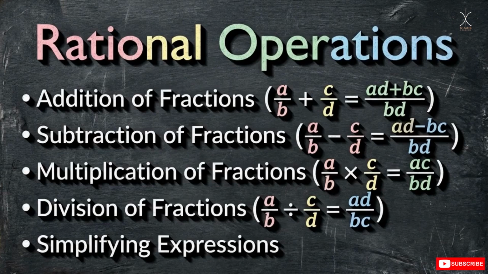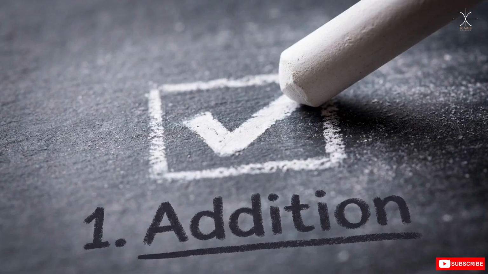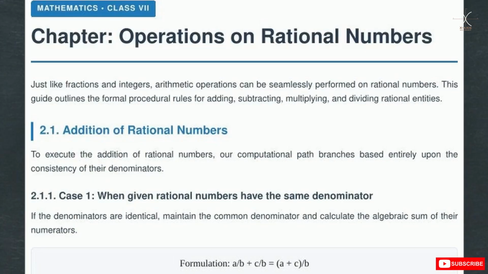By applying these prerequisites to a specific set of procedural rules, you can process rational expressions using a consistent mental checklist. Let's look at the first operation. This document outlines rules for adding rational numbers. The path splits based on identical or distinct denominators.